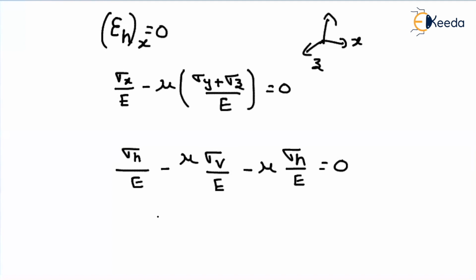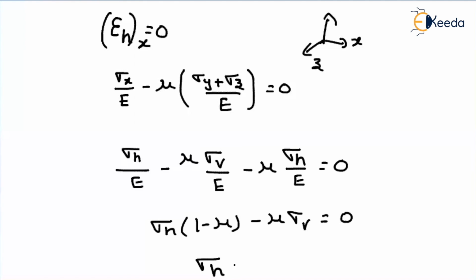If I take sigma h common, and 1 by E goes to the right side, that will be equal to 0. And if I take sigma h common, what will we get? Sigma h into 1 minus mu equals mu into sigma v. So from this, what is my horizontal earth pressure, or else simply we'll call it the lateral earth pressure? That will be written as mu divided by 1 minus mu into sigma v.